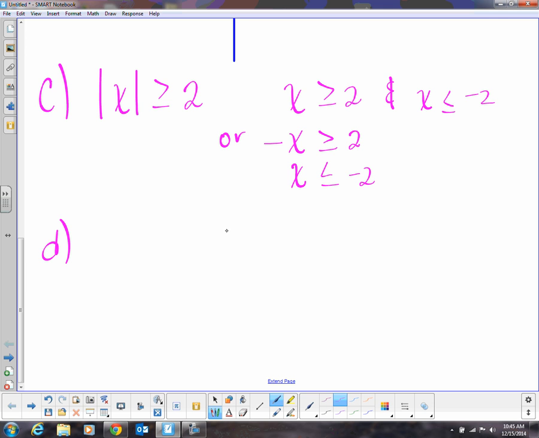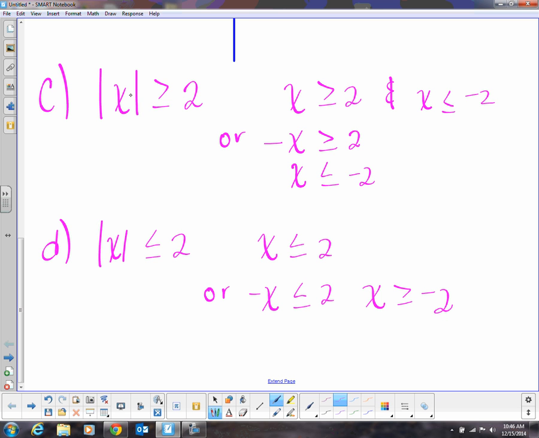Let's try D. Now they have absolute value of x is less than or equal to 2. So how do we do this from what we just did? x is less than or equal to 2, or opposite of x is less than or equal to 2. And then you solve this one, which gives you negative 2. All right? So just FYI, we'll come back to these.